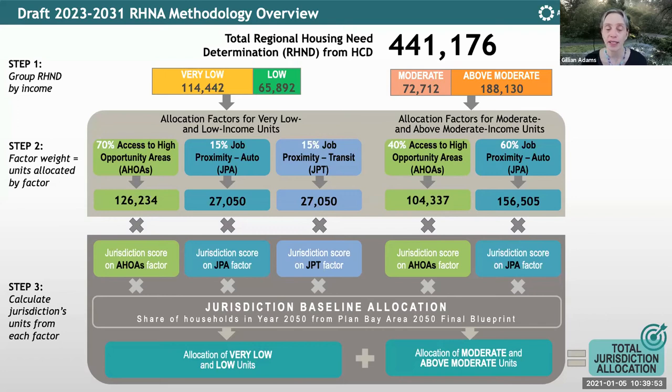Each jurisdiction's baseline allocation is adjusted based on how it scores on the different allocation factors relative to other jurisdictions in the region. If a jurisdiction has more access to opportunity or better job proximity relative to the rest of the region, its allocation is adjusted upward. Otherwise, its allocation is adjusted downward. The units the jurisdiction receives from the different income groups are added together to determine the jurisdiction's total RHNA allocation.